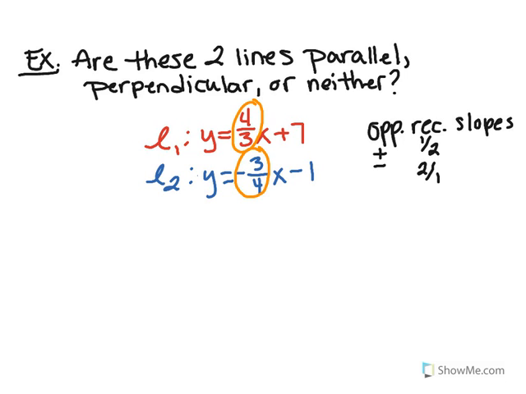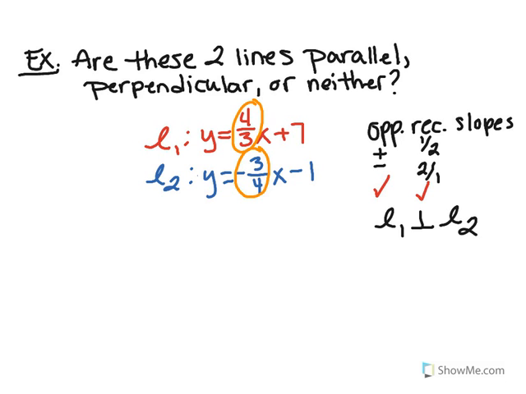Now, are 4/3 and -3/4 opposite reciprocal slopes? Well, if I took a look at their signs, 4/3 is positive and -3/4 is negative. So they do meet the requirement that they are opposite. Are they reciprocals? Are they flipped fractions, 4/3 and then 3/4? Yes, they are. So this would be perpendicular lines. And I'm going to write it out formally for you. So line 1 is perpendicular to line 2.